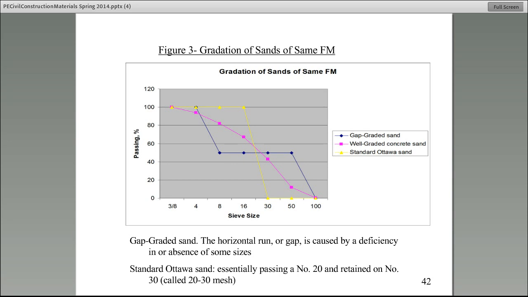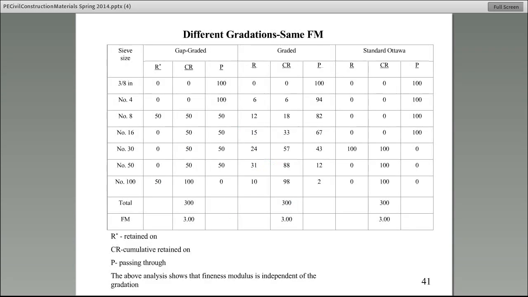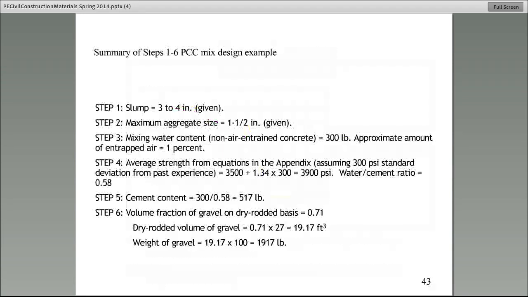But look, there are three different samples: this yellow, purple, or cyan, or whatever that thing is, and this blue. These three curves show clearly three different gradations for these three aggregates. However, look at it. For all of those three, the fineness modulus is 3.00. So fineness modulus has nothing to do with the gradation of the aggregate.